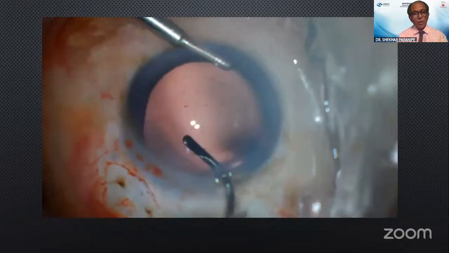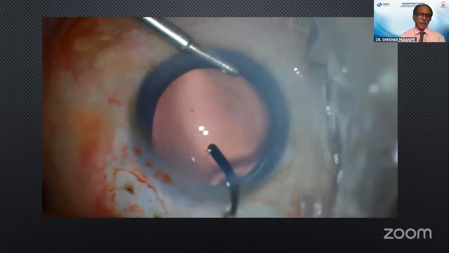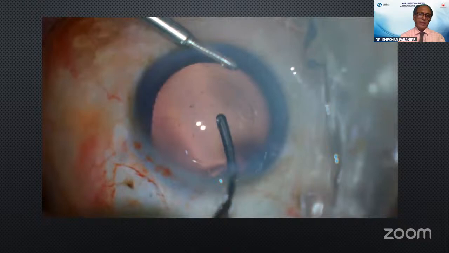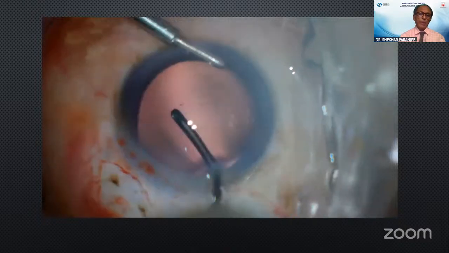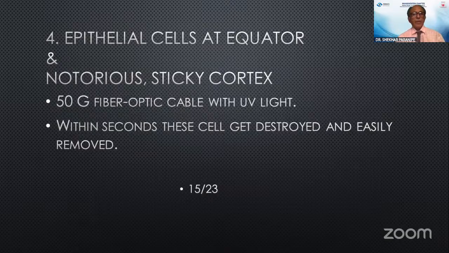Almost all cortical cells on the posterior surface are aspirated. You can see the wrinkles that are created on the posterior capsule, but absolutely no concern. For the epithelial cells at the equator and notorious sticky cortex, what I use is a 50 gauge fiber optic cable with UV light. This is a unique product developed by my friend Dr. Rajiv Raut from Pune.